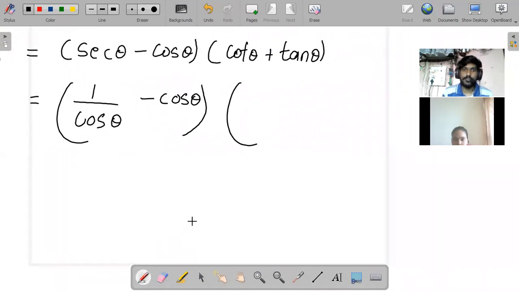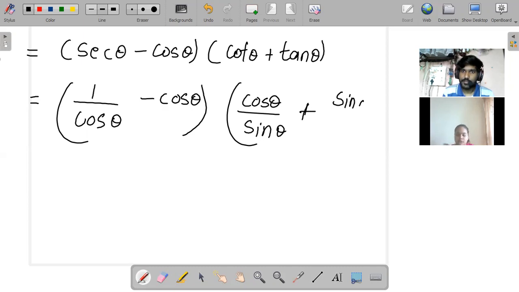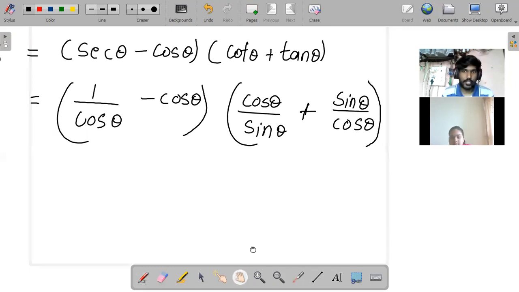Can you tell me what is cot theta equal to? Cot theta will also be 1 upon tan, right? No, the other ones. Yes, cos theta upon sine theta. So this I'll write cos theta upon sine theta. And you know tan theta is sine theta upon cos theta. Okay, all these formulas now have to be memorized. It has to be at the tip of your tongue.